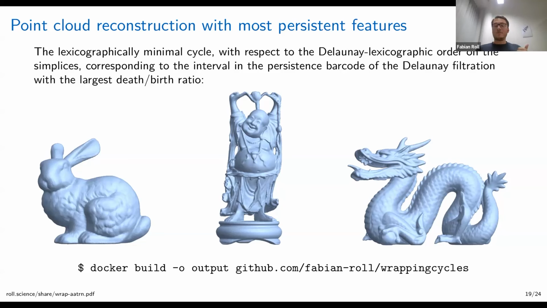So first of all, take your favorite point cloud, like a sample from the Stanford bunny. That's step 1. Step 2 is compute Delaunay persistence using the exhaustive matrix reduction. Step 3 is take the bar in the barcode with the largest depth birth ratio, meaning the most persistent feature. You might wonder, why this bar? Well, this is heuristics, but the heuristics is this bar should kind of be born very early and die very late. So it should hopefully correspond to the fundamental class of the surface.